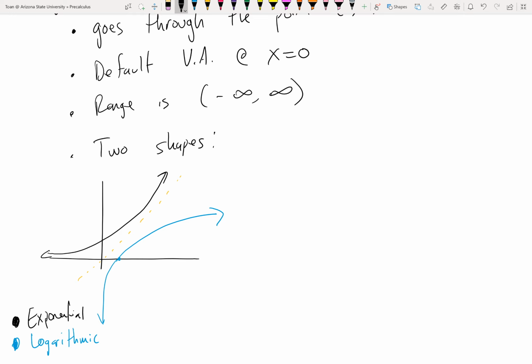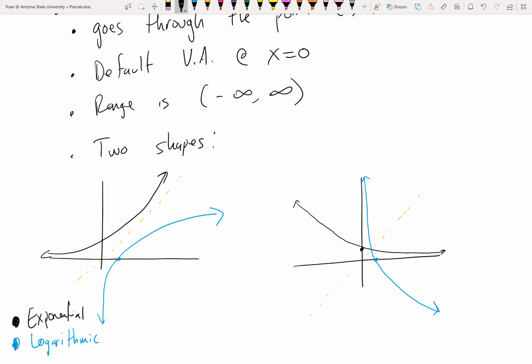Well, what if I had the decay function? Again, the decay function should look something like this. So if I wanted to do a mirror image about the line y equals x, what would the logarithmic function look like? Well, it always goes to this point here. It looks something like that. So those are the two shapes of the logarithmic function, those two blue shapes here.